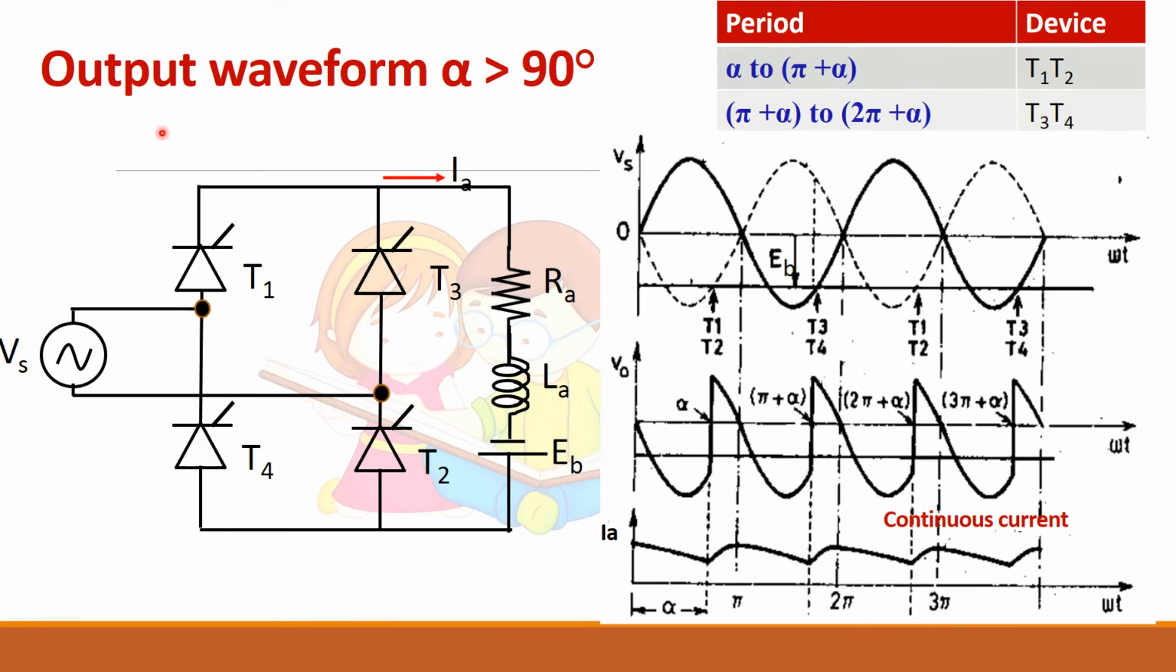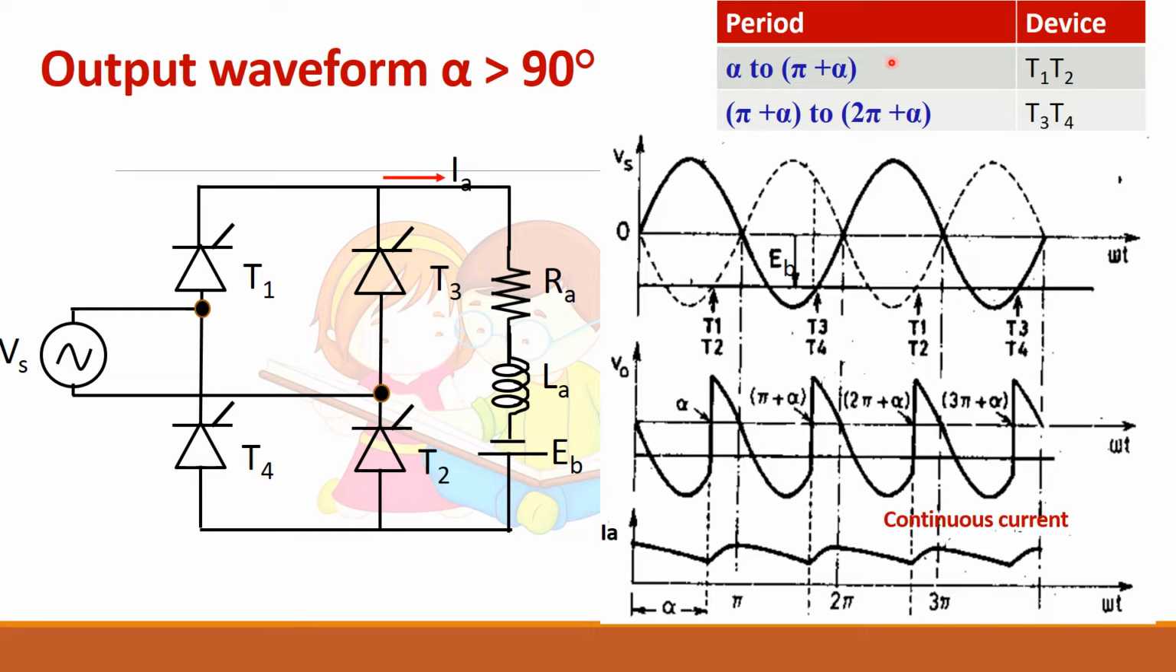So let us draw the waveform for alpha greater than 90 degree. Again we have the supply voltage, and EB, you see the direction is reversed here. So it should be drawn in the negative direction, and the polarity should be minus plus. Now the firing pulse should be greater than 90 degree. So you give the firing pulse here, that is, after 90 degree, then it will follow the input waveform.